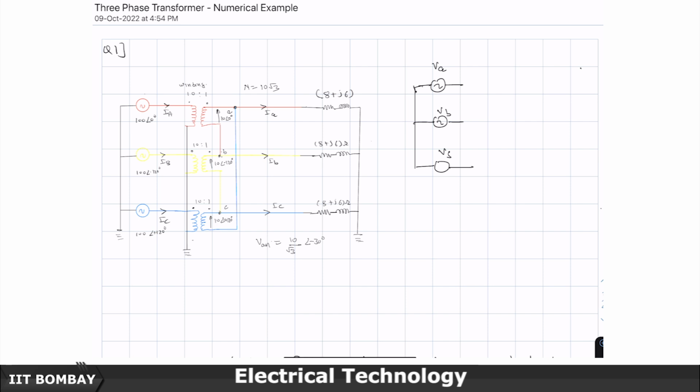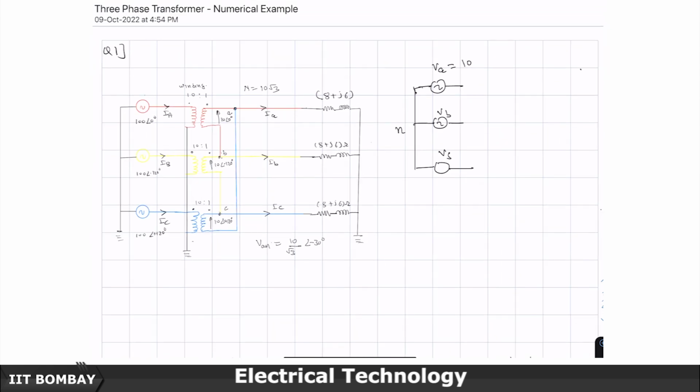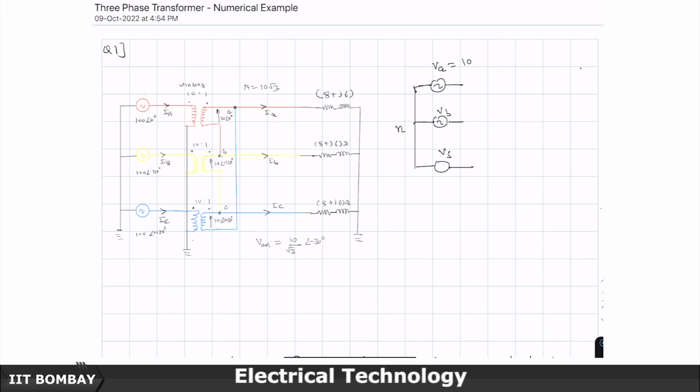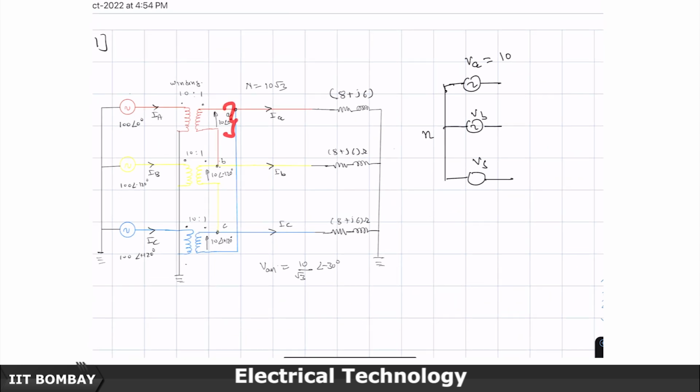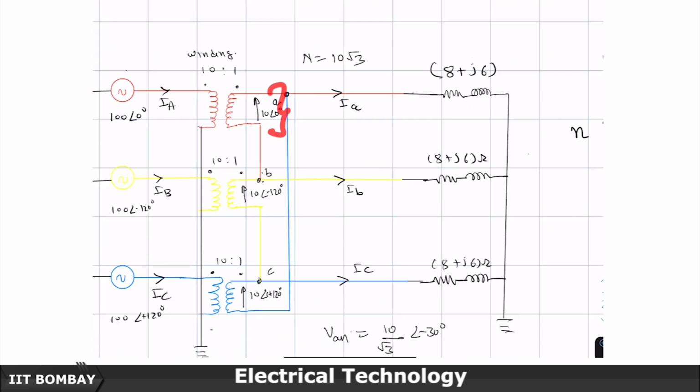Connected like this, corresponding neutral voltage here, and this VA is going to be how much? This VA is going to be 100 by 10, so it is going to be 10 volts. This line voltage is 10 volts.